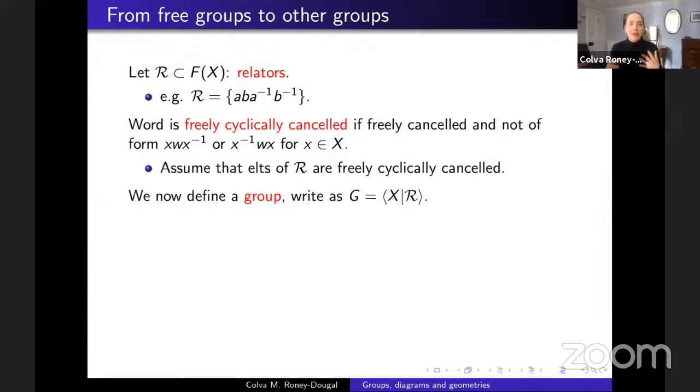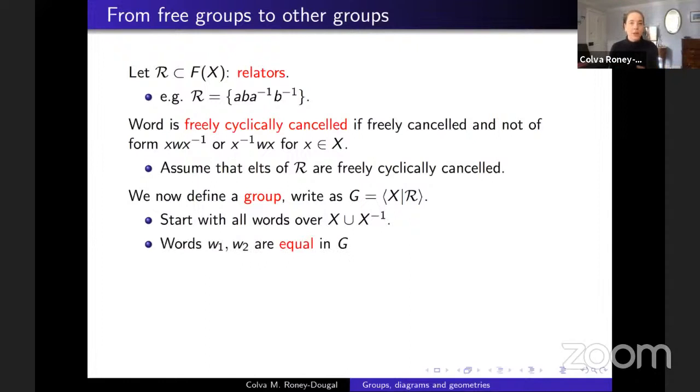So given F of X and R, so given X and R, I'm going to define another group, G. So it's a set with a multiplication on it. So I need to tell you what the set is. Well, I start just like I did with F of X by taking all words over X together with X inverse. So all of the words I can write which have letters from X or letters which are from X but with a little minus 1 sign on them. The equality is the weird one. So two words are going to be equal. I'm putting an equality relation on these words.